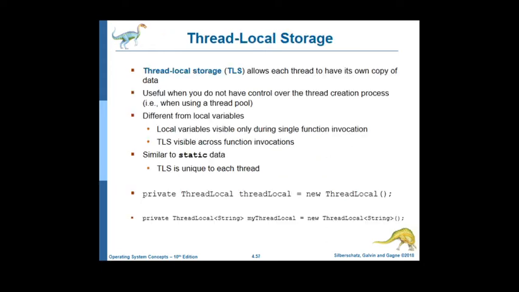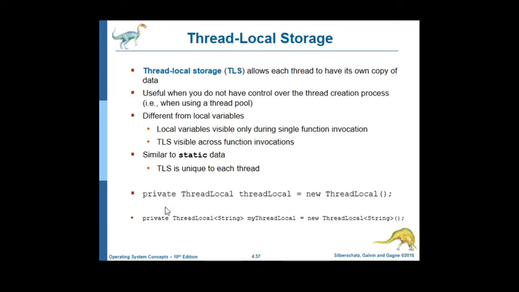We look at the next issue, thread local storage. By default, data is shared in the process, so it is similar to a static variable in Java. However, in some circumstances, each thread needs its own copy of certain data. Don't you think this situation is similar to an instance variable? We call such data thread local storage.